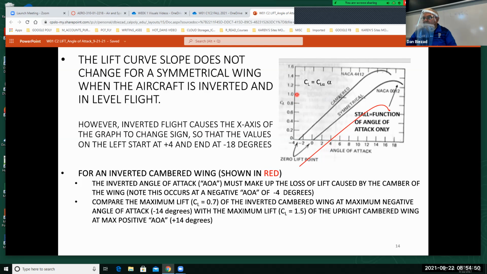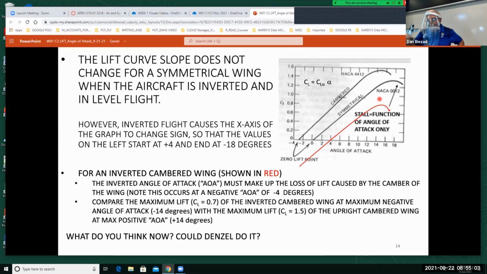And what happens if this airplane was at, say, 0.9? He was flying at 0.9, which is not uncommon for an airplane on landing approach. He's at 0.9. I roll him upside down. Whoops, he can't make it. You see that? Because he's used up the angle of attack. And so the airplane will stall. It'll stall before it gets there.